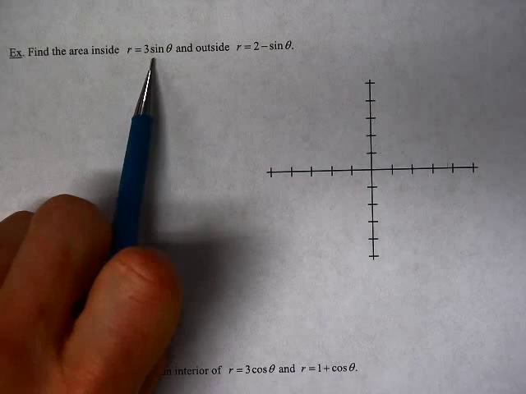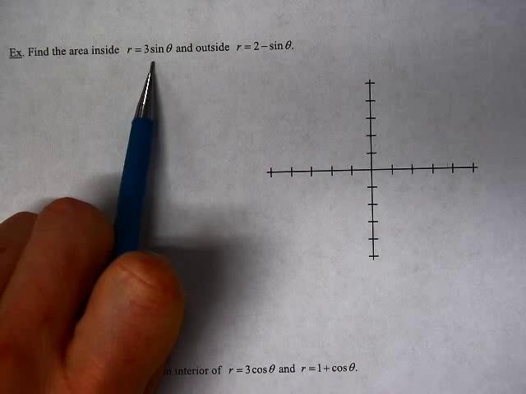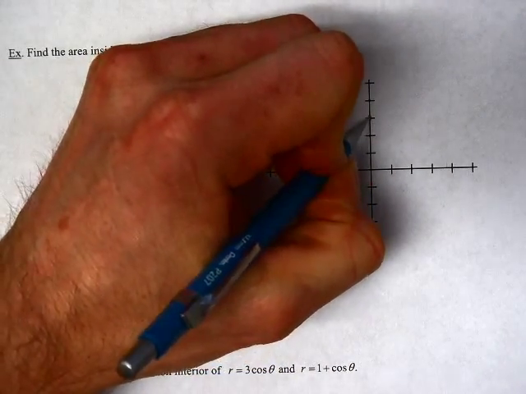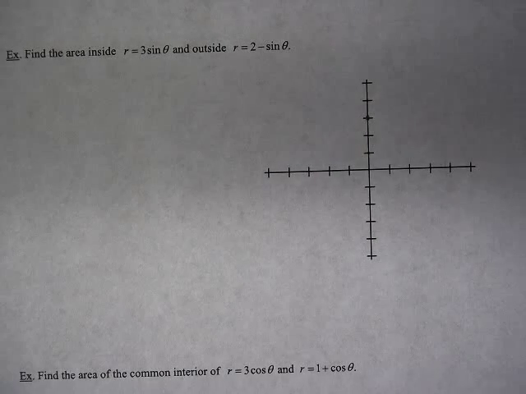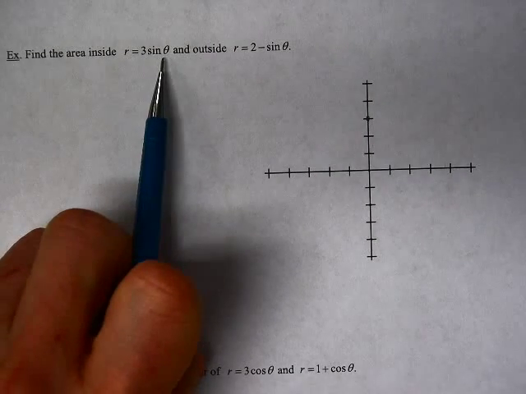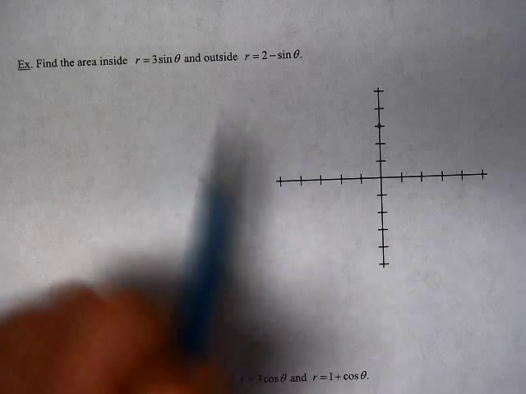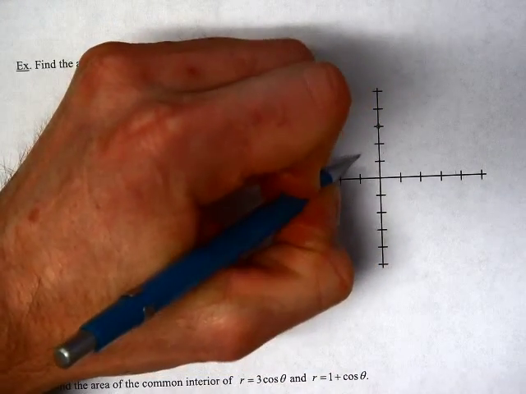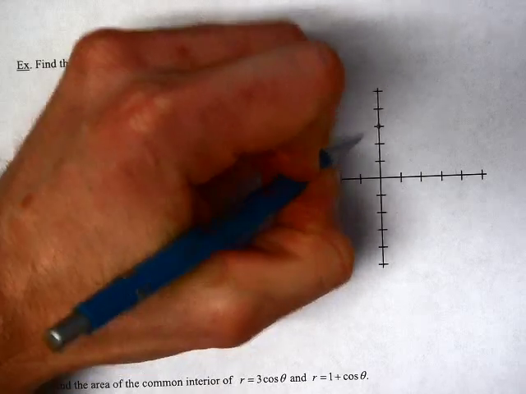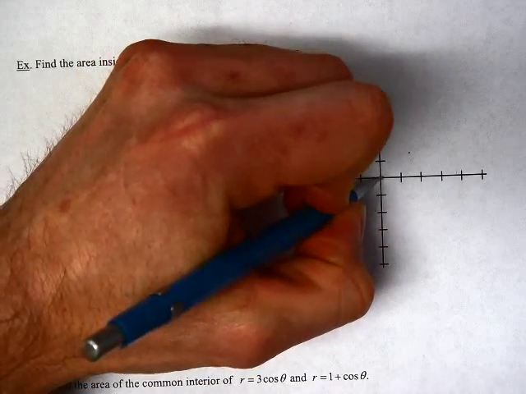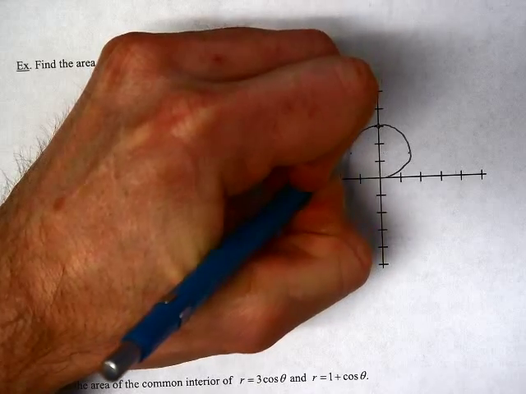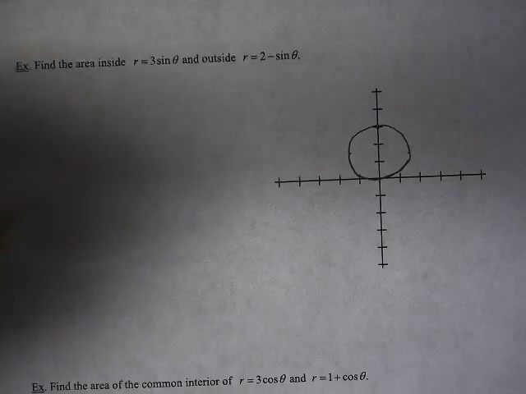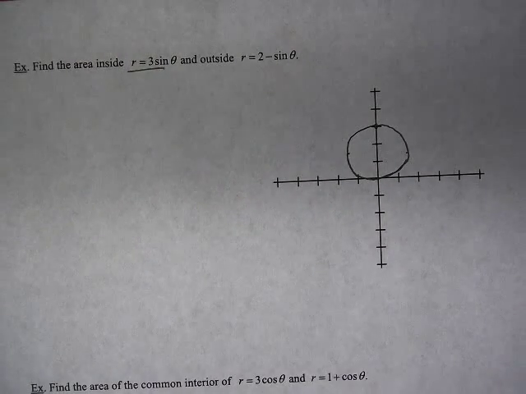r equals 3 sine theta. We know that's going to be a circle with a diameter of 3. That circle is going to be above the x-axis, and because we're dealing with the sine of theta there, we're going to have y-axis symmetry. So we're going to have a circle that looks about like that. So there's our r equals 3 sine theta.